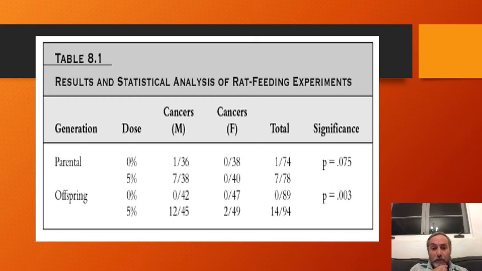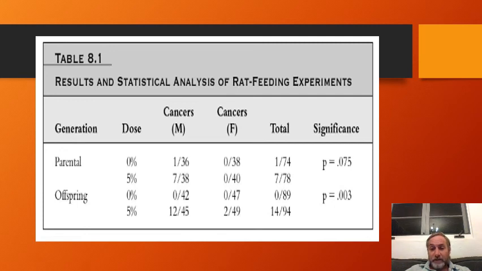So here's the actual table. Parental is the first generation, offspring is the second generation. We see the control group with a dose of 0% saccharin in their diet, and the experimental group with 5% saccharin in their diet. Notice that there are far more cases in males than in females. In the first generation, it looks like there were 7 cancers found in the experimental group, 1 in the control group.